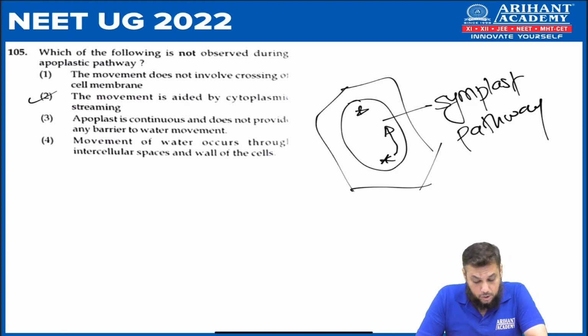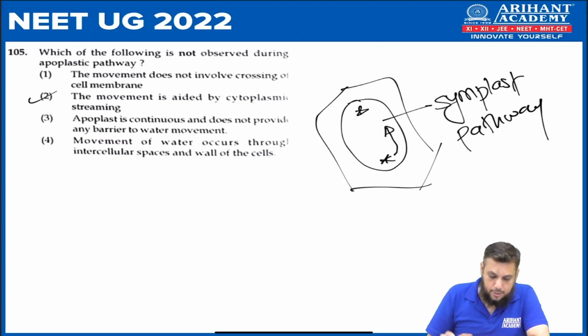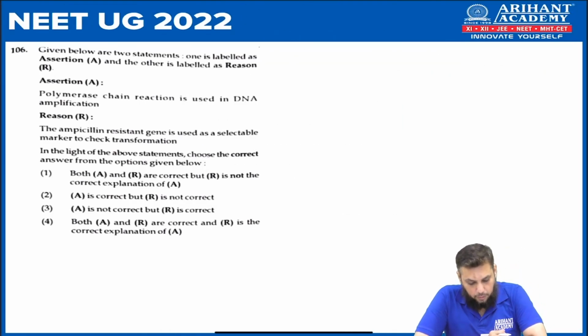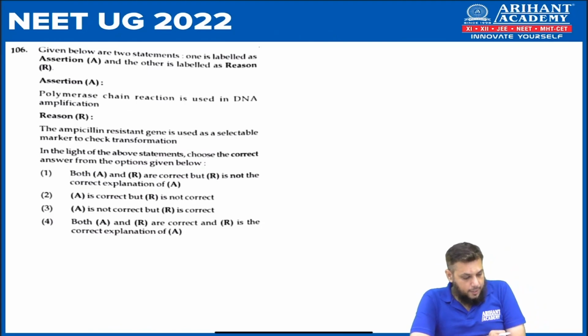The movement does not, the first option, that is the movement does not involve crossing of cell membrane. That is correct. Apoplasm is continuous and does not provide any barrier to water movement. Movement of water molecules occurs through intercellular spaces and the walls of the cells. So the right answer would be 2. 106.